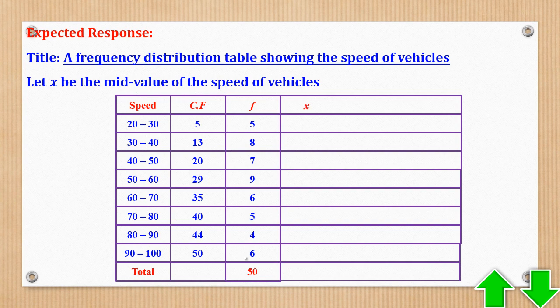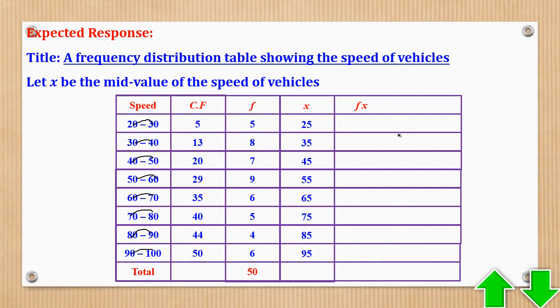Then we shall need x. X means you add and divide by 2. So, 30 plus 40 divided by 2, 40 plus 50 divided by 2, 50 plus 60 divided by 2, 60 plus 70 divided by 2, 70 plus 80 divided by 2, 80 plus 90 divided by 2, 90 plus 100 divided by 2.